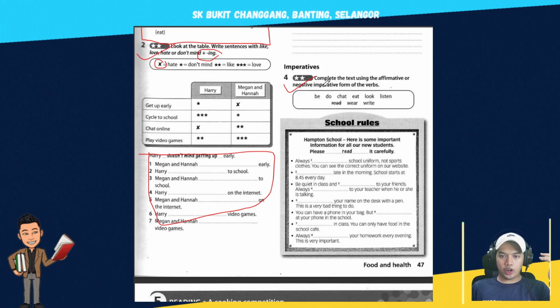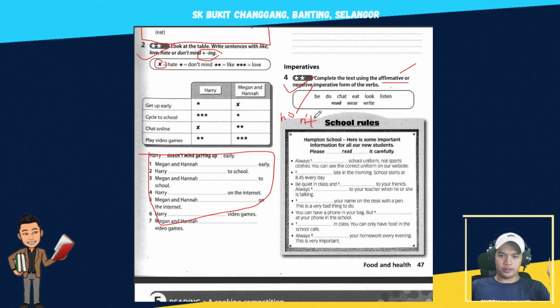Number 4, complete the text using the affirmative or negative imperative. Remember, affirmative tak ada no, imperative ada no ataupun don't. Okay, so number 1, always. Here is some important information for all of our new students. Please read it carefully. So read the daftar guna. Okay, number 1, always where. So here is where. So you need to complete all the blanks, tempat-tempat kosong ni, with the words from the box. I hope you understand what is your task of the day.